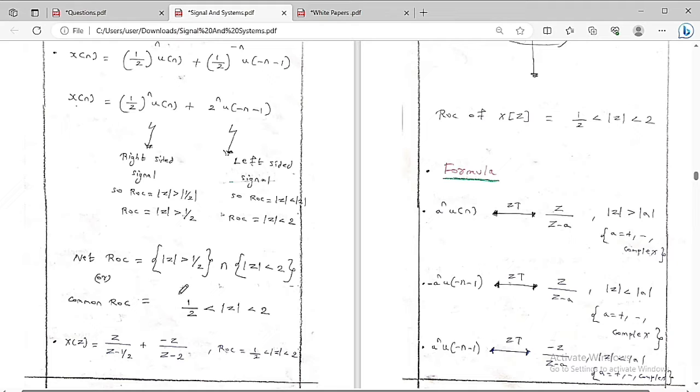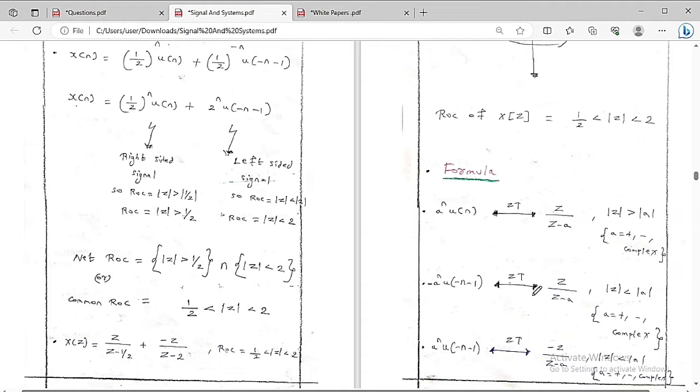Therefore, suppose they ask you the z transform. What is the z transform? This I already told you. Take a to the power of n into u of n, with z transform z by z minus a and an ROC mod z greater than mod a, where a can be positive, negative, or a complex number. Similarly, minus a to the power of n into u of minus n minus 1 has z transform z by z minus a with an ROC mod z less than mod a, where a can be positive, negative, or a complex number.